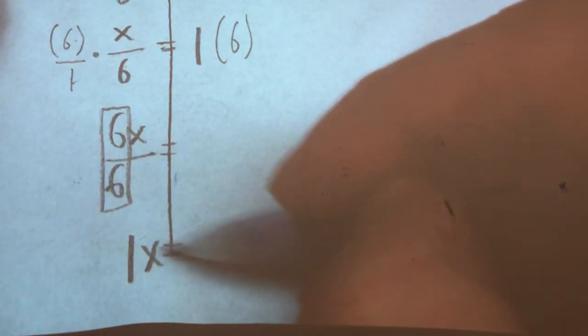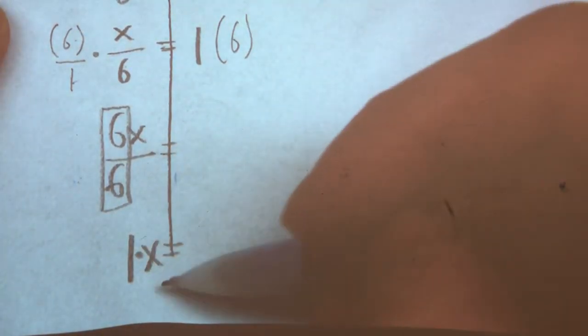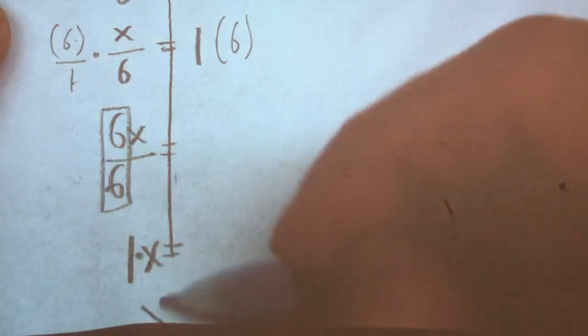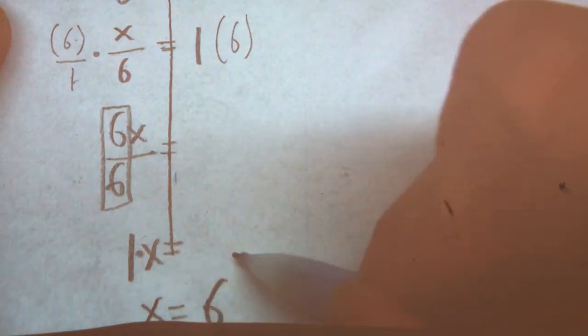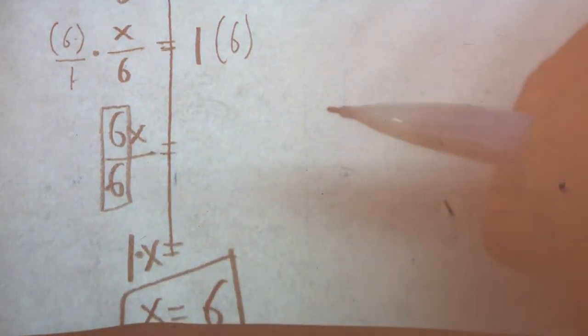1 times 6 is 6. And again, we have 6 over 6. We have 1 times x. So we have our solution on the other side here, because as soon as we get 1 times x, we know we just have x. And that means whatever number ends up here is our solution. And this was 1 times 6 is 6. So our solution is 6.